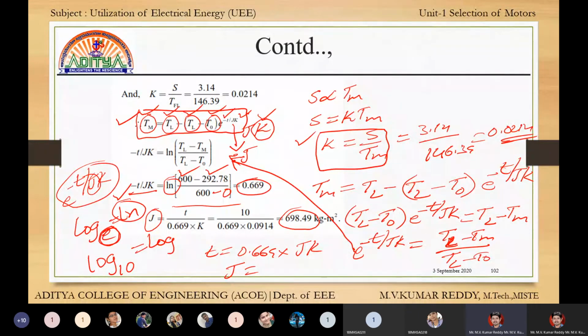Now what is the value of this ln value? 292.78 divided by 600. Ln of the answer is a minus, minus 0.669. Here minus and minus get cancelled. The value is a positive value, that is 698.49 kg meter square. This is the value of inertia.